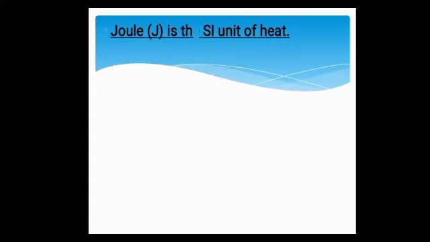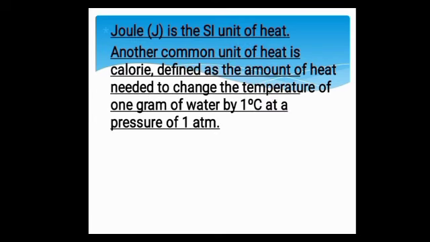Okay, Joule, which is written in capital letter J, is the SI unit of heat, or the System International unit. This is the unit we use for measuring heat. But another common unit of heat is the calorie. It is defined as the amount of heat needed to change the temperature of 1 gram of water by 1 degree Celsius at a pressure of 1 atmosphere.